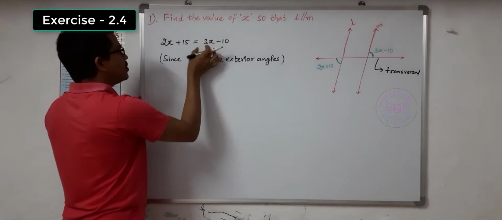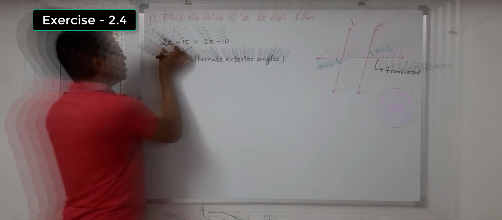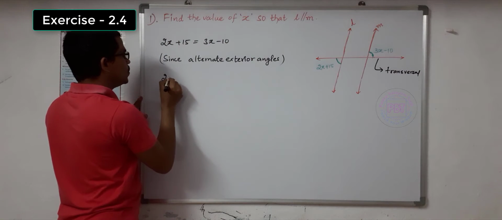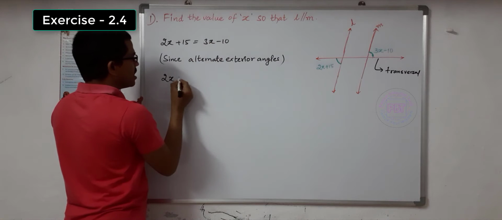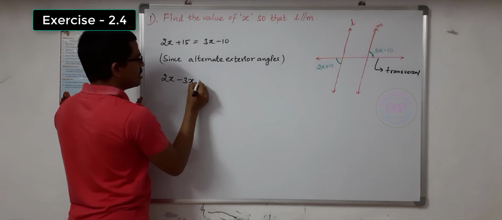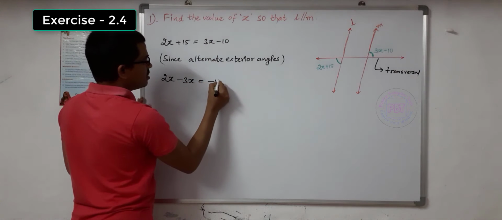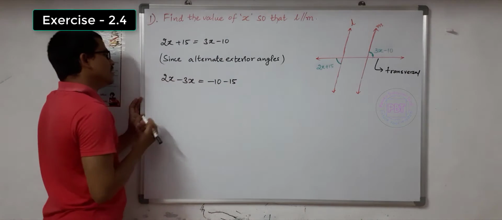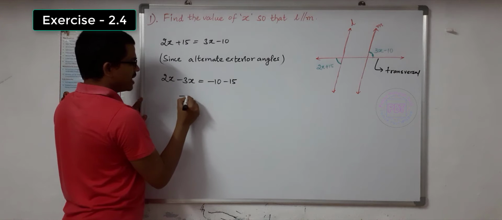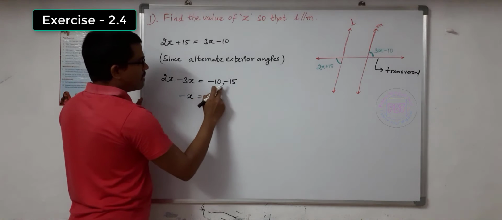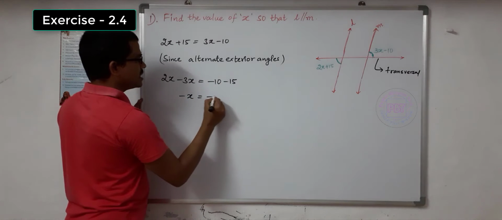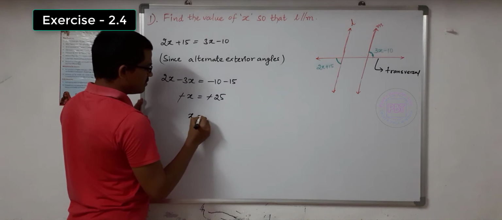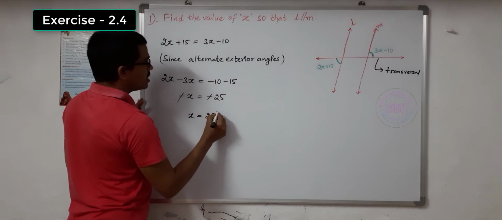Now I am going to transpose 3x to the left hand side and 15 to the right hand side. Now it becomes 2x minus 3x equal to minus 10 minus 15. Okay. Now 2x minus 3x is minus x, that equals minus 10 minus 15, which is minus 25. So minus is cancelled on both sides. Therefore the x value is 25 degrees.